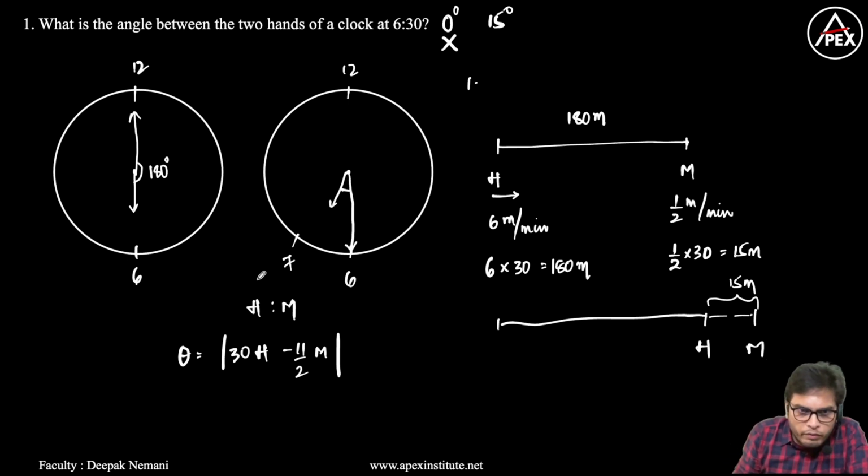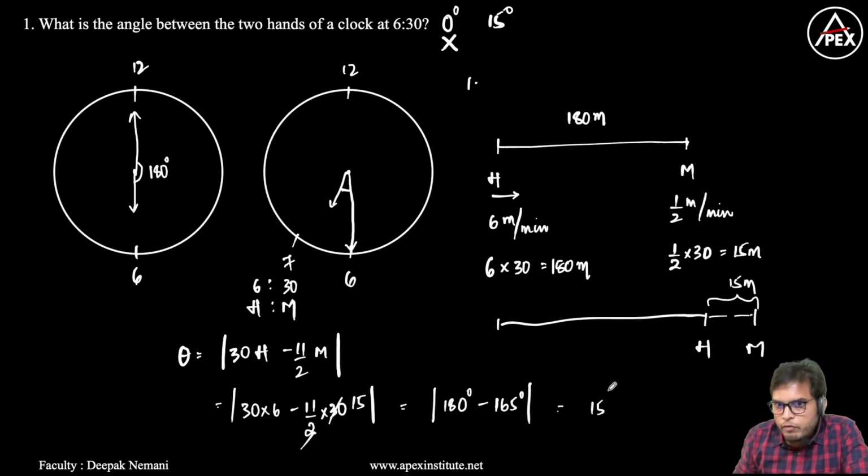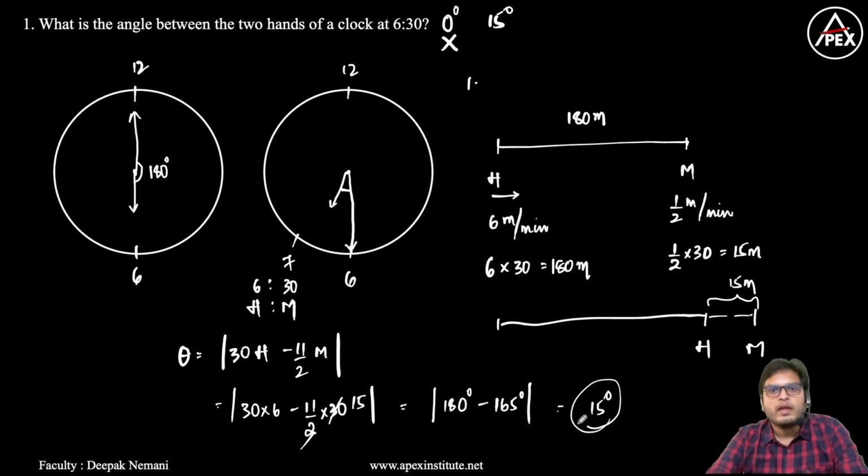So here we are given with 6:30. So the value of h becomes 6. So 30 into 6 minus the value of m becomes 30, so 11 by 2 into 30. So this is nothing but 15. 30 into 6, 180 degrees, minus 11 into 15, 165 degrees, modulus. So this would be 15 degrees. Right? So you can answer these type of questions just by applying this shortcut.